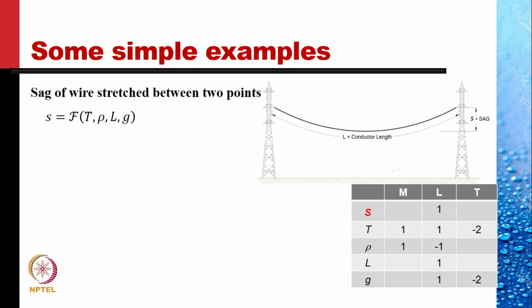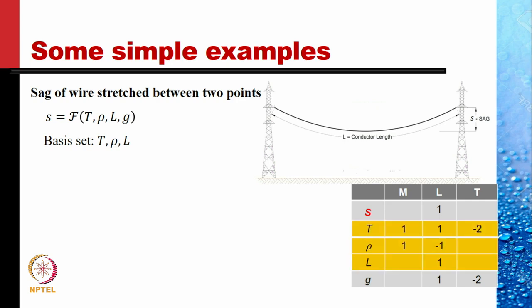So the dimension of rho would be simply M1 L minus 1. Tension would be like force, so it would be M L T minus 2. And G, acceleration due to gravity, would have the same dimension as acceleration, L1 T minus 2. We take a basic set as T, rho, and L.